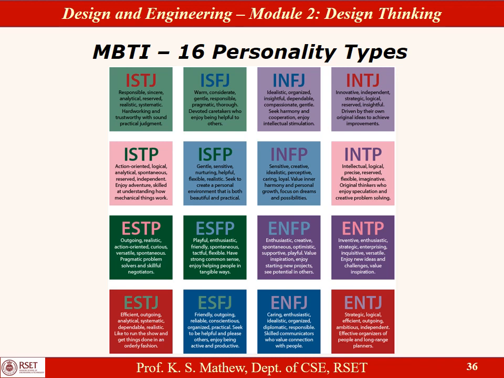So if a person is ISTJ, he will be responsible, sincere, analytical, reserved, realistic, systematic, hardworking, and trustworthy, and with sound practical judgment. Similarly, for each type of personality, the characteristics of that person are described in the box.